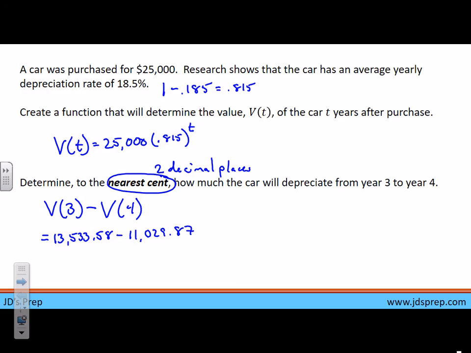So at the beginning of year 3, we have $13,533.58 being the value of the car, and for year 4, we have $11,029.87 as the value. The difference between those two, which is $2,503.71, is the amount of value that the car loses from year 3 to year 4. So our answer for this second part would be the $2,503.71.